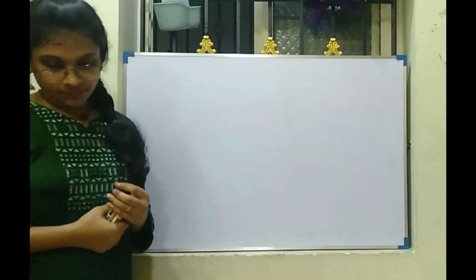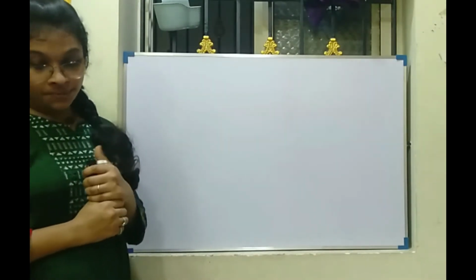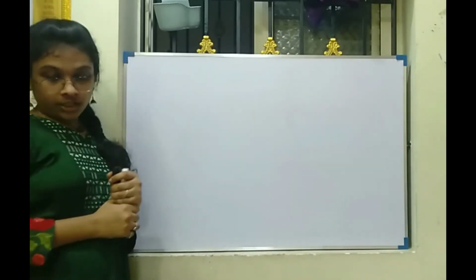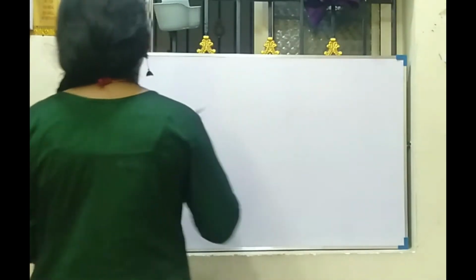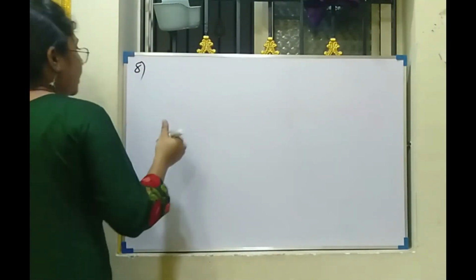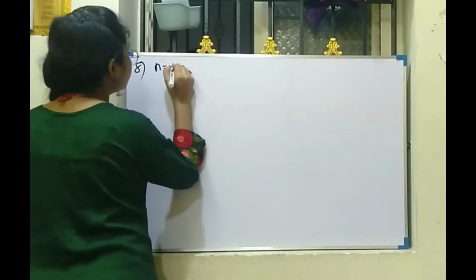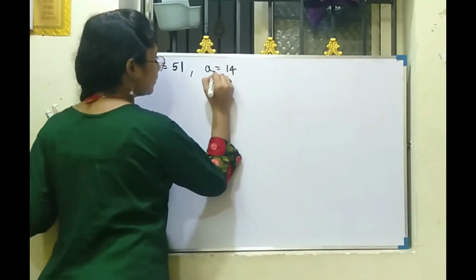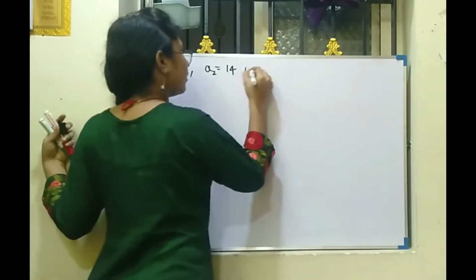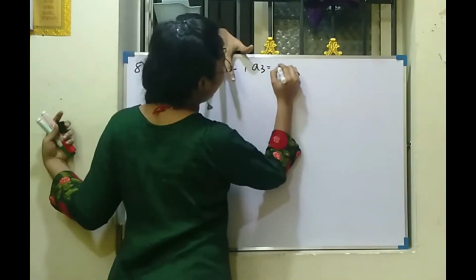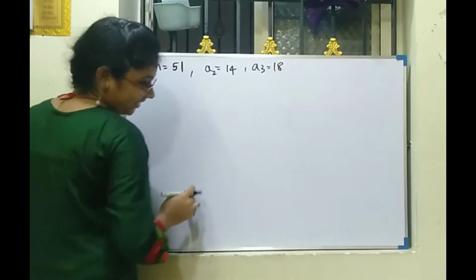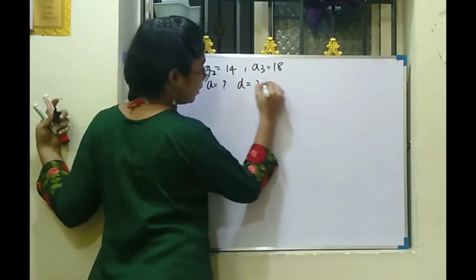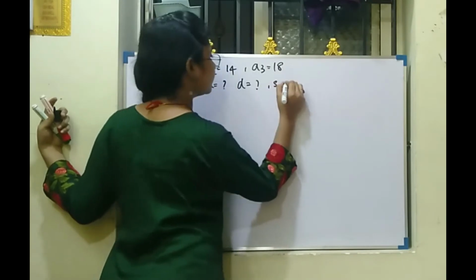Question number 8. Find the sum of first 51 terms of an AP whose second and third terms are 14 and 18 respectively. In question number 8, the given data are n is equal to 51, A2 is equal to 14, A3 is equal to 18, and we need to find what is A, D and Sn.